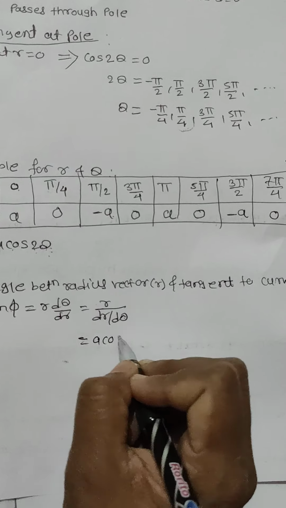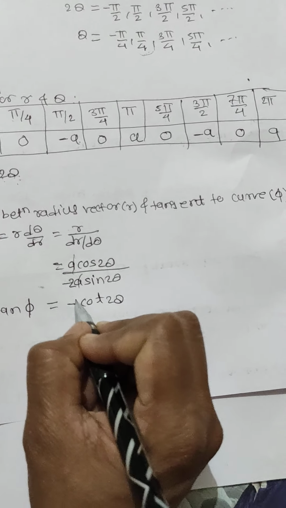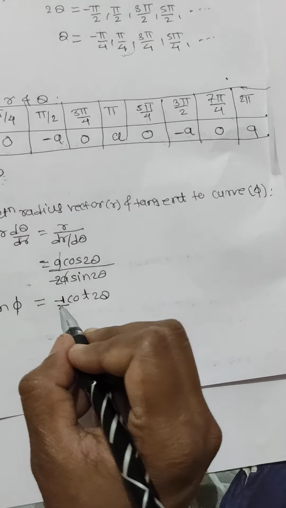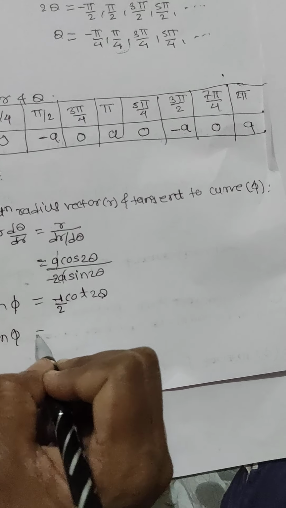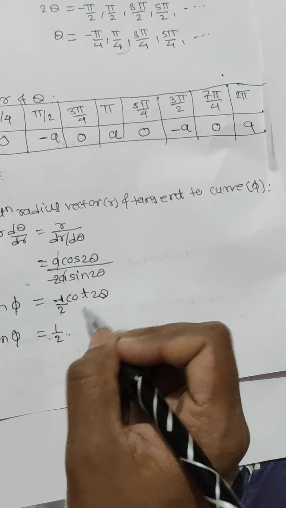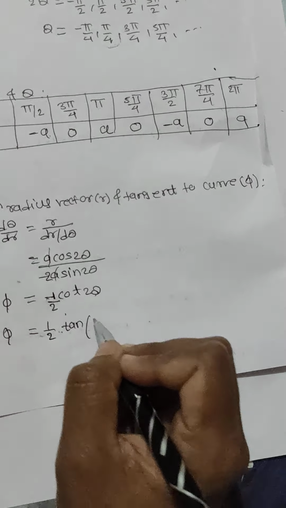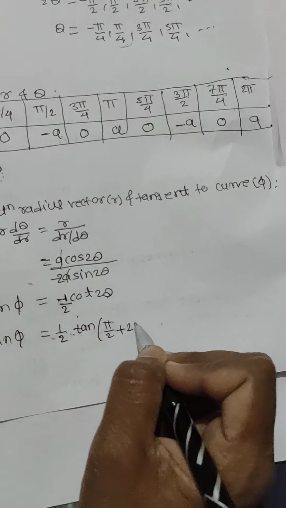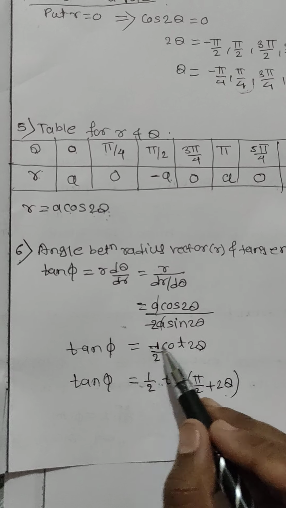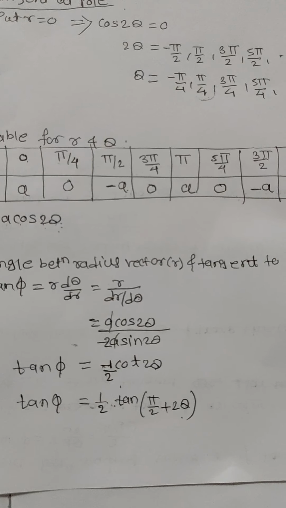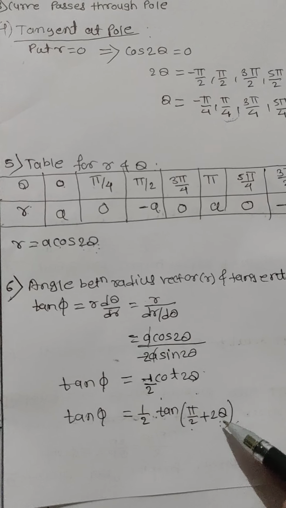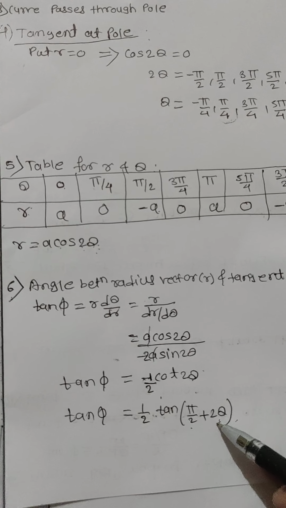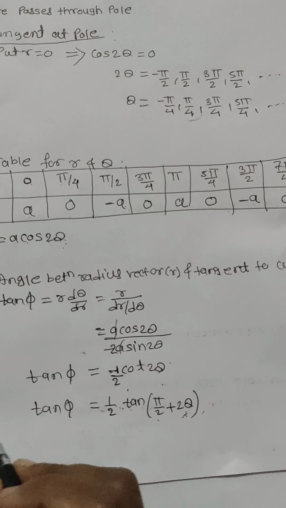After that, we write tan φ = −cot 2θ, and the value of −cot 2θ is tan of (π/2 + 2θ). So this is the result. We have to write down −cot 2θ, which can be written as tan of (π/2 + 2θ), and after that we have to write down the conclusion. See what the conclusion is here.